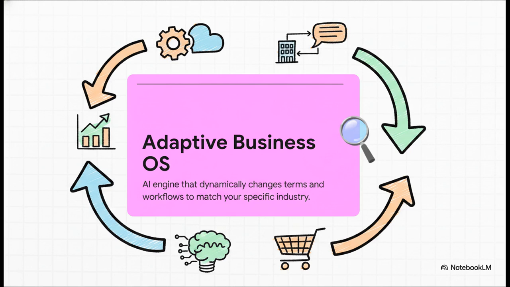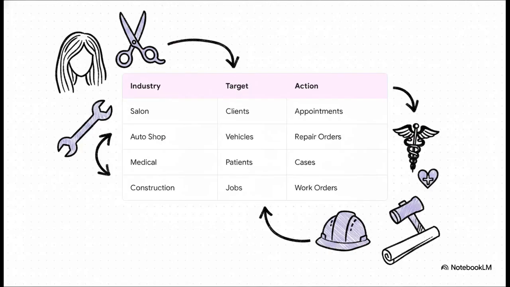Instead of forcing your team to bend over backwards for rigid software, Chameleon uses an AI engine that dynamically changes its terminology, its core workflows, and even its marketing copy to perfectly match your specific industry. It totally removes the cognitive friction of learning a new tool, mainly because it already speaks your exact language. It is super interesting seeing this adaptive logic in action.